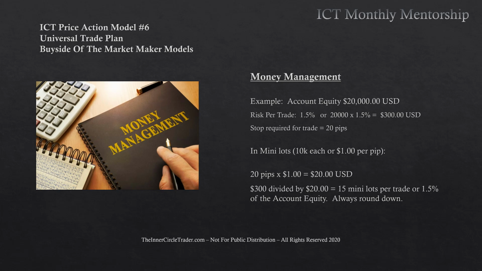Next example would be using mini lots. Same idea, 1.5% with $20,000 as your equity base. Each mini lot is 10,000 each in leverage, or $1 per pip. 20 pips at $1 per pip equals 20 US dollars. So $300 divided by $20 for a 20 pip stop loss at $1 per pip equals the same thing as 15 mini lots per trade, or 1.5% of the $20,000 equity. Again, always round down.